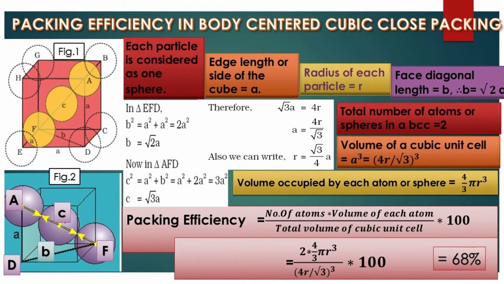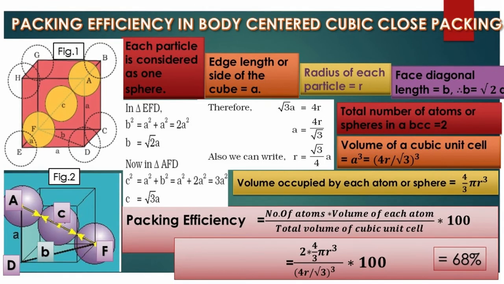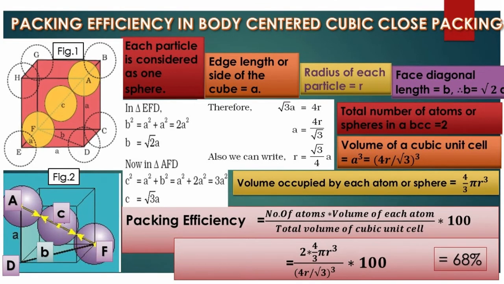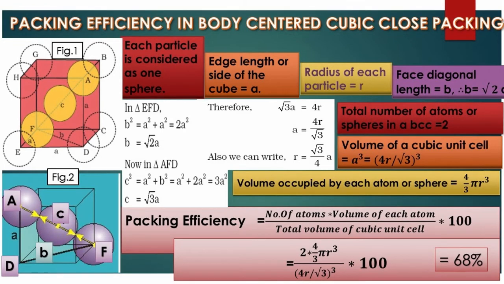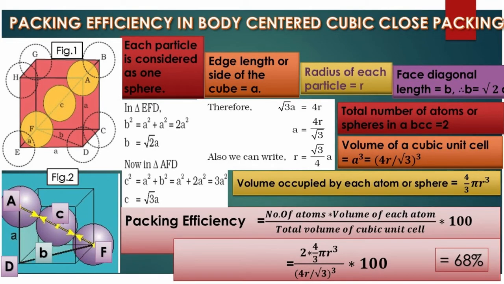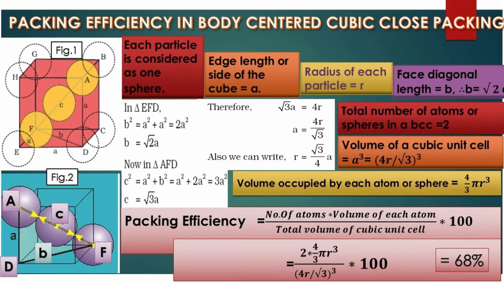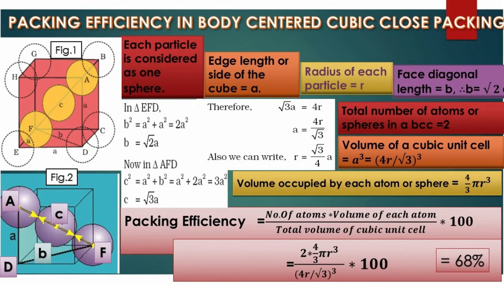We know in a BCC unit cell, the total number of atoms present is equal to 2. And the volume of a unit cell, which is cubical in shape, will be equal to A³. Now substitute the value of A in this equation. A is 4R by √3, so A³ will become equal to (4R/√3)³. The volume occupied by each atom, which is spherical in shape, will be equal to 4/3 πR³.